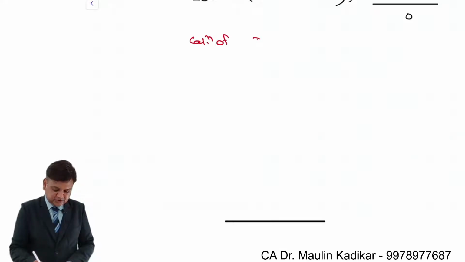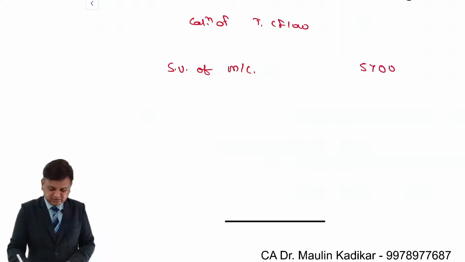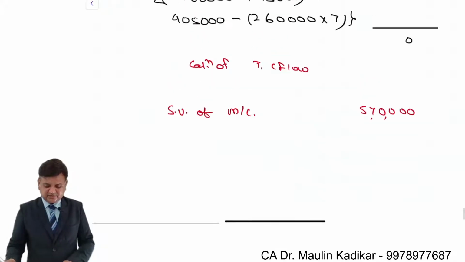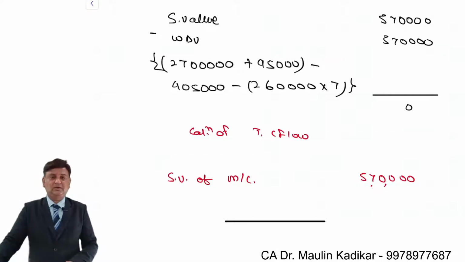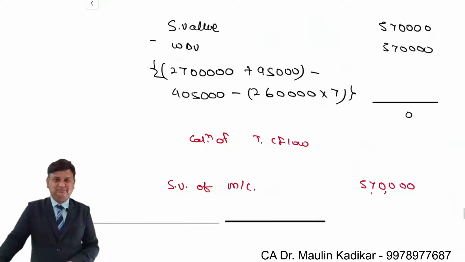Calculation of terminal cash flow. No working capital recovery. So it is the scrap value of the machinery, 5,70,000. That itself is the terminal cash flow. Now try to prepare the recurring cash flow working on your own.